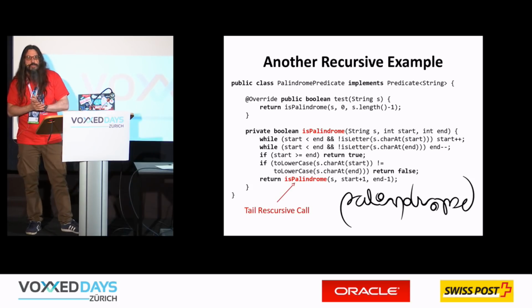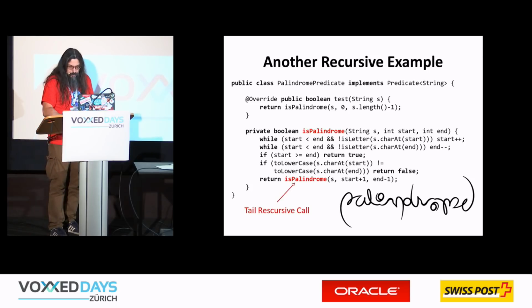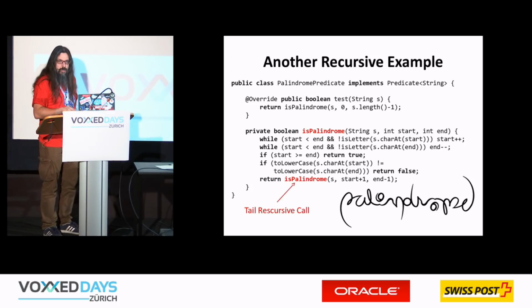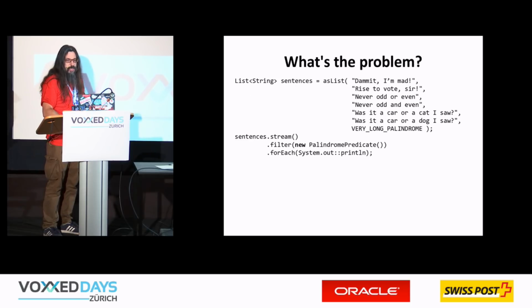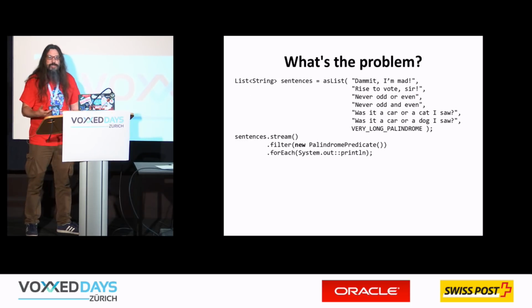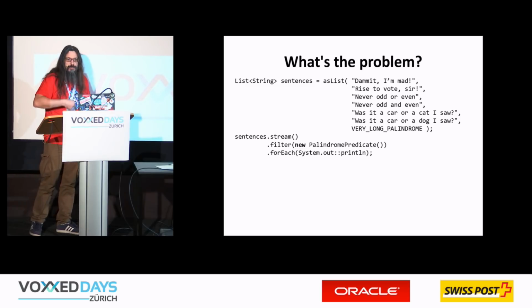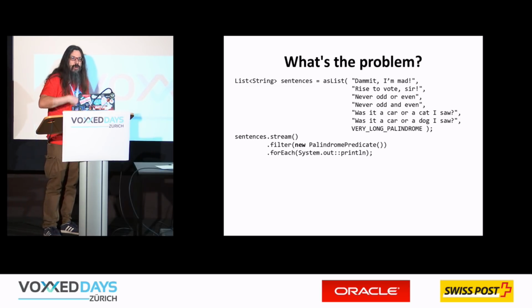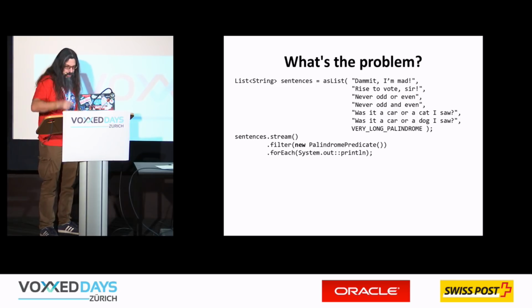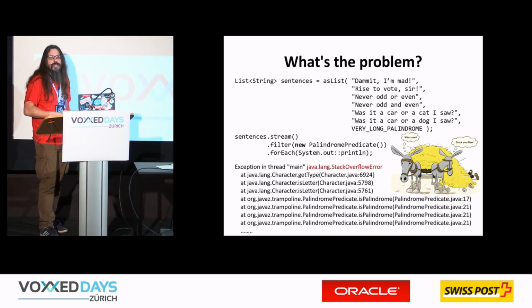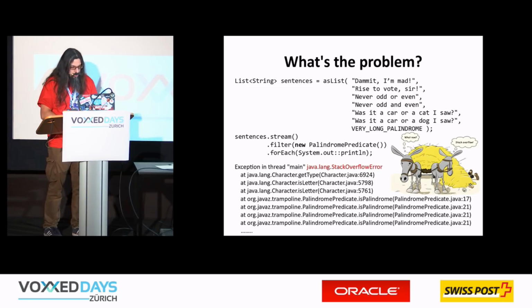Venkat mentioned this problem in his talk. If you have a deeply recursive algorithm, what you can expect at some point is that it works in simple cases, but if it is deeply recursive, you are adding calls on the stack and, at some point, you will end up with a Stack Overflow error.